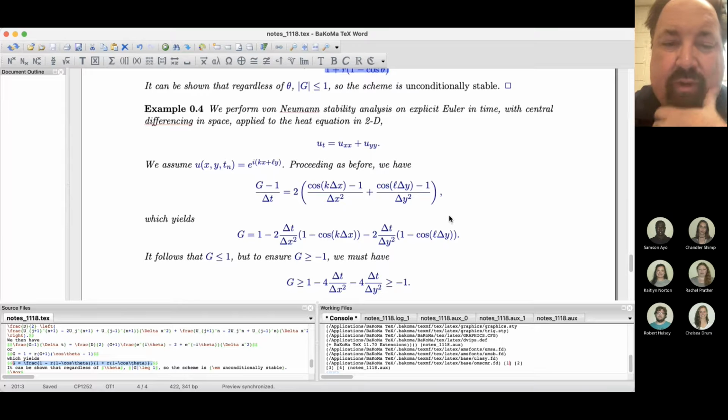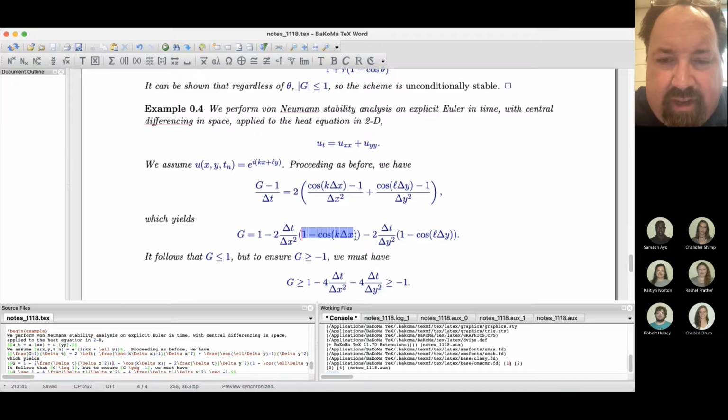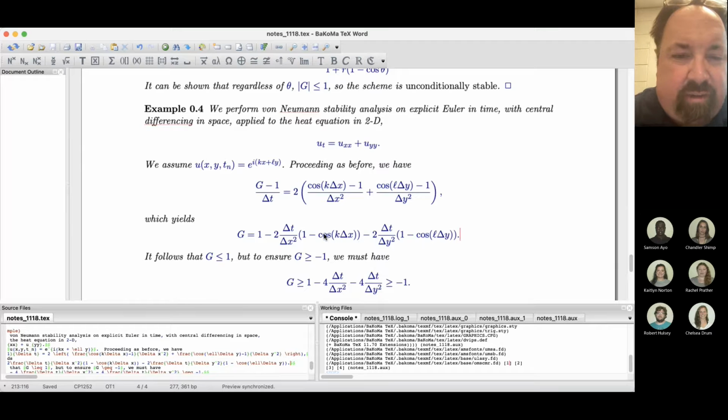So then, as before, the goal is to solve for G, to try to find what the growth factor is. And what we have here is whatever we're subtracting things off. This is non-negative, that's non-negative, and they're multiplied by positive numbers. So just by inspection, we can see that this is less than or equal to 1, because there's always 1 minus something positive. But we also have to make sure that G is greater or equal to minus 1.